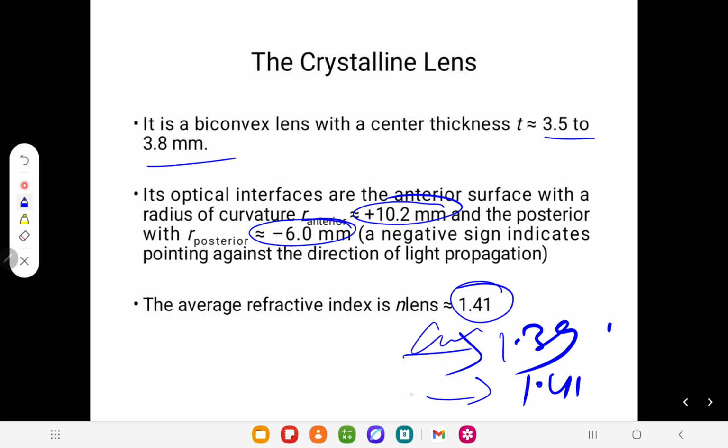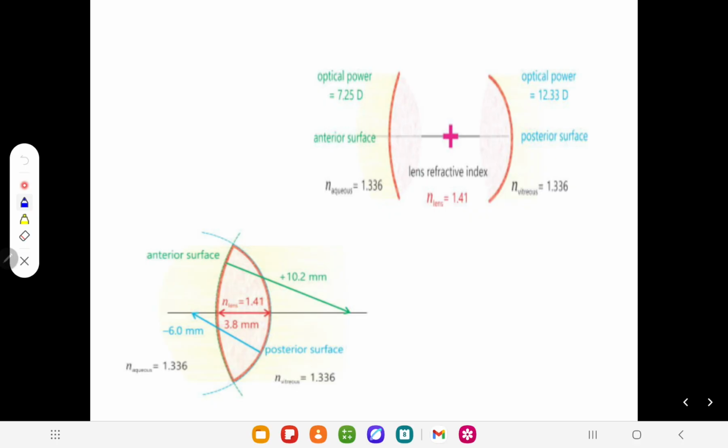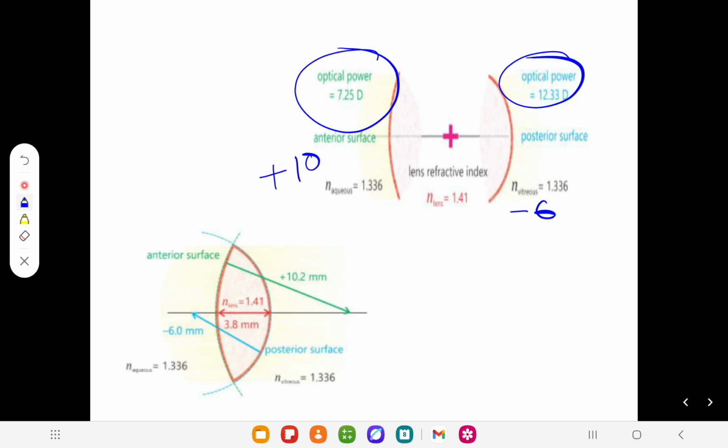So this is for cortex, this is for nucleus. So see, it's very simple. Posterior surface has curvature of -6, anterior surface has curvature of +10. So that's why power of posterior surface is higher and power of anterior surface is lower, isn't it? It's very simple. So it's simple to understand this concept, okay?